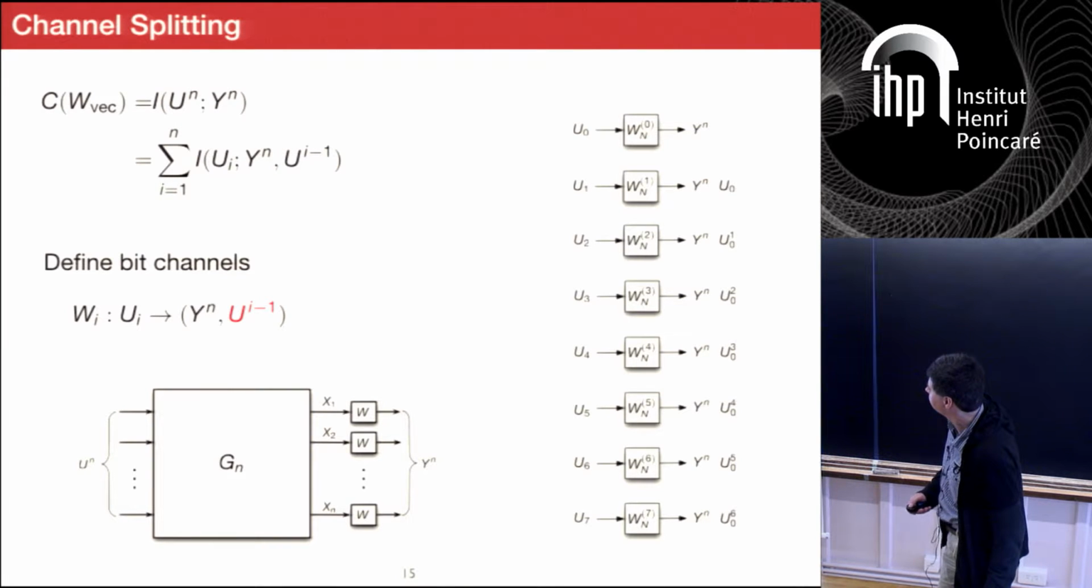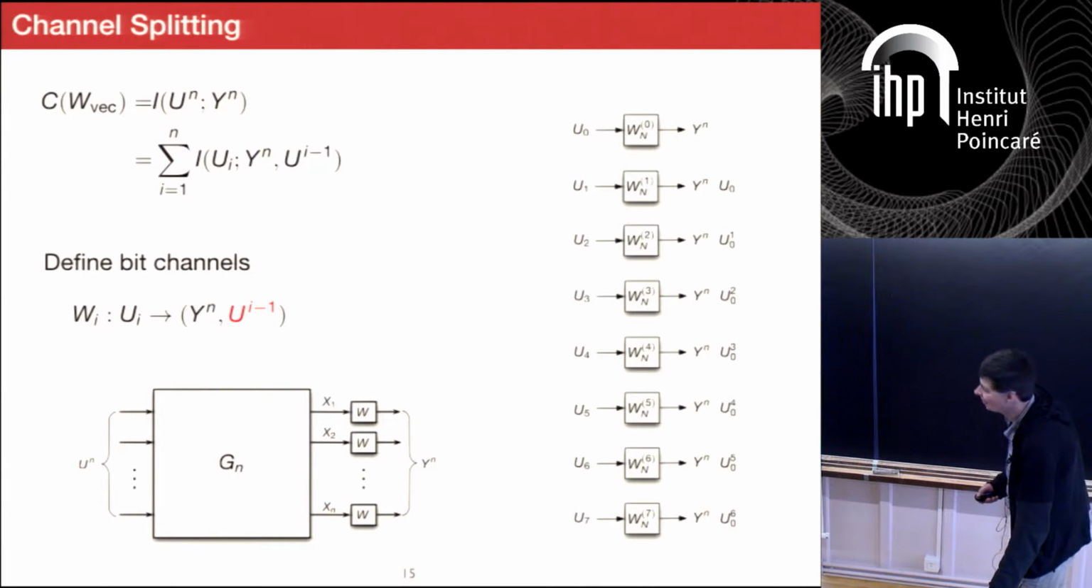Is there a reason you're 0-indexing now as opposed to 1-indexing? It doesn't matter. Okay. It doesn't matter.